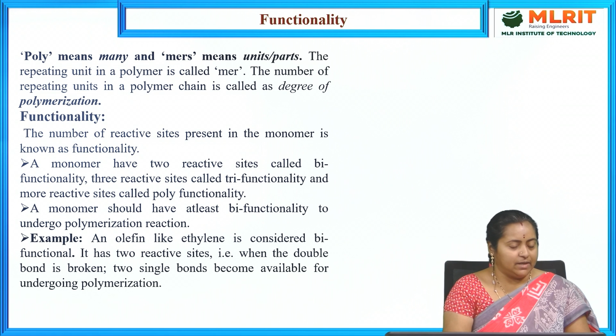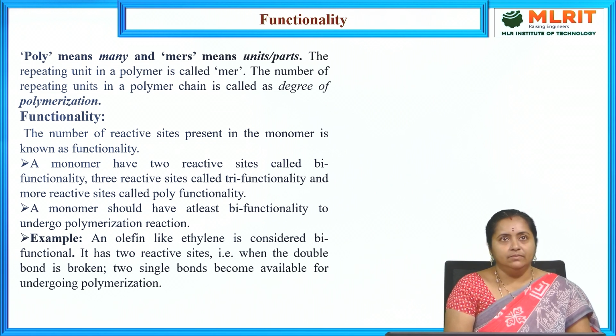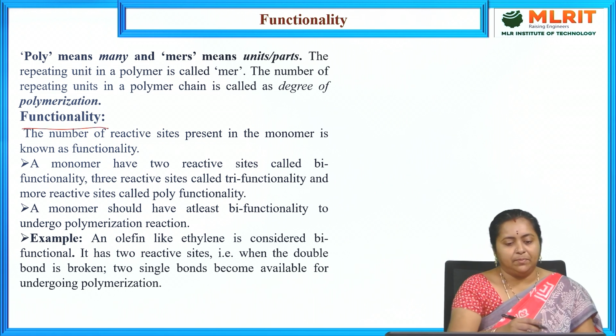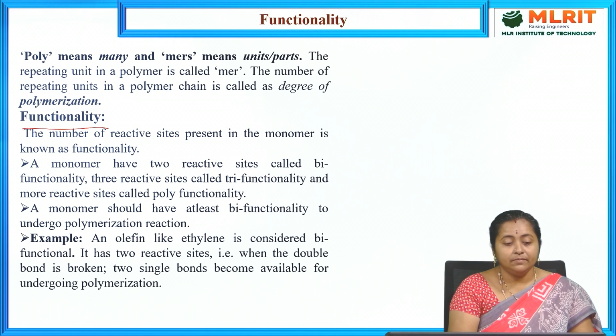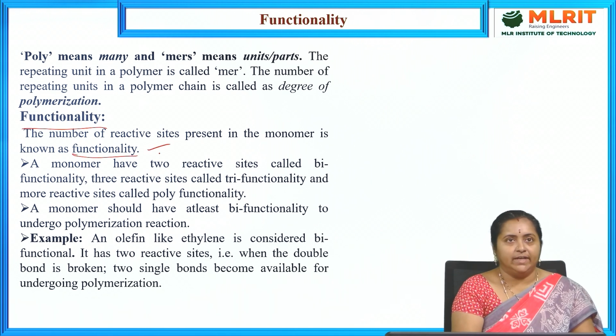And coming to the next property, this is a property of the monomer, called functionality. How is it defined? It is the number of reactive sites or bonding sites present on the monomer molecule. Functionality exists for a monomer, and we have to check how many reactive sites or bonding sites are present in the monomer molecule. Based on that, its functionality will be revealed.